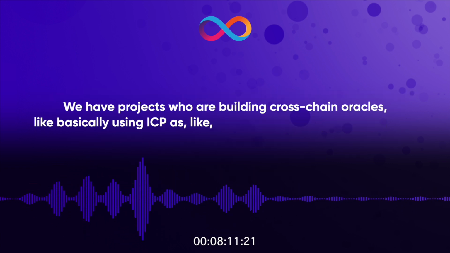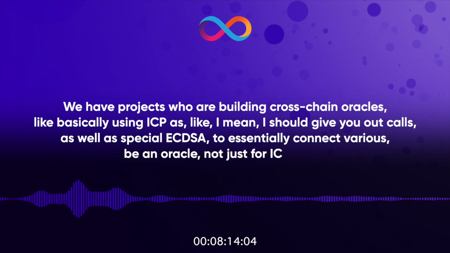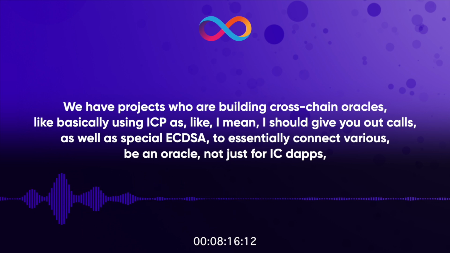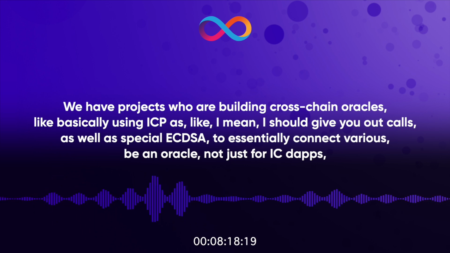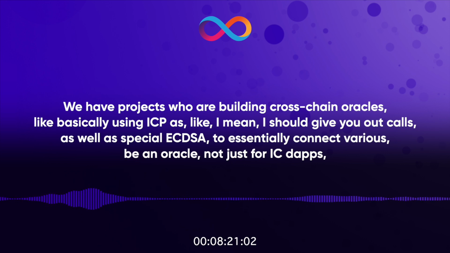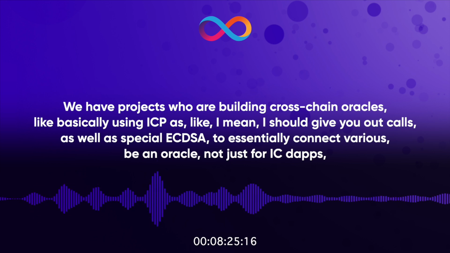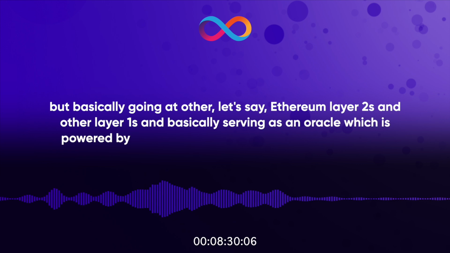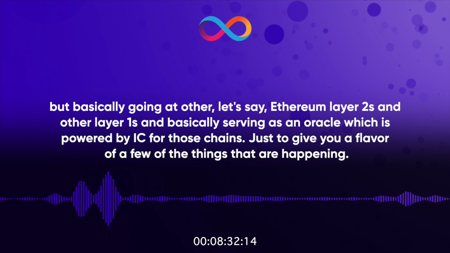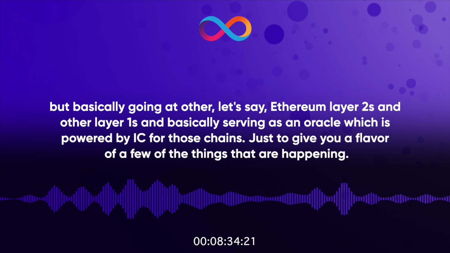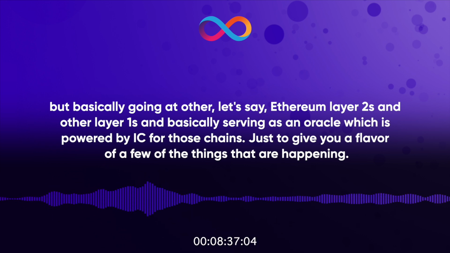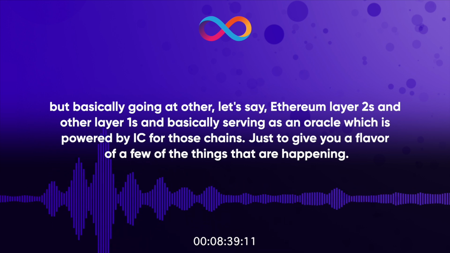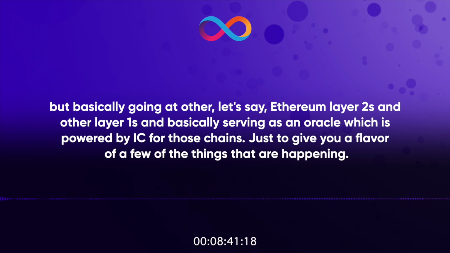We have projects building cross-chain oracles, using ICP's HTTP outcalls as well as threshold ECDSA to be an oracle, not just for IC dApps, but also for other Ethereum layer 2s and other layer 1s, serving as an oracle powered by IC for those chains. So just to give you a flavor of a few of the things that are happening.